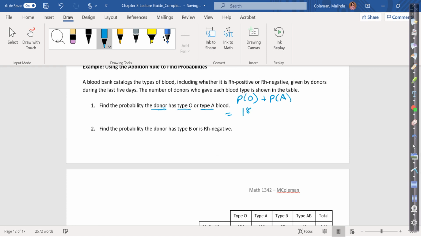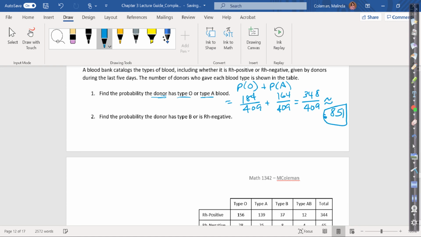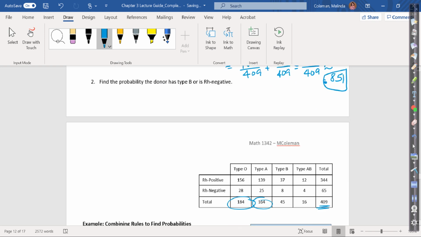184 out of 409 plus 164 out of 409, which is equal to 348 out of 409, which is approximately equal to 0.851. So most of the people that have donated blood in the last month, according to this chart, were either type O or type A.